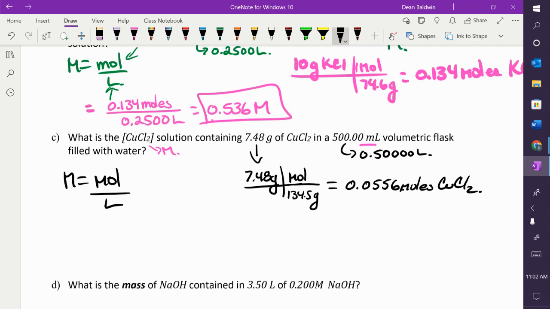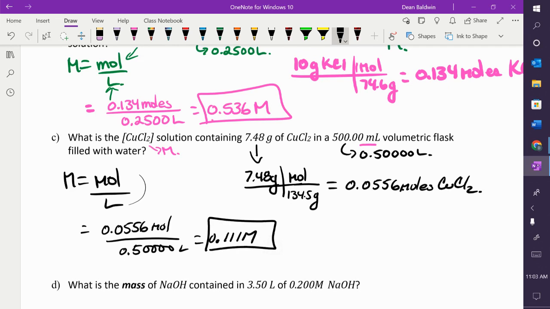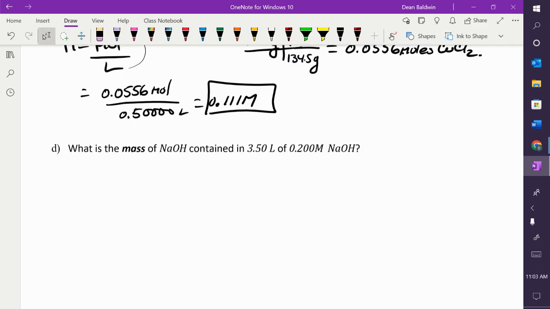All right, what do we do now? You just put it in the formula. Number of moles divided by the liters, and that spits out 0.111. 0.111 molar.